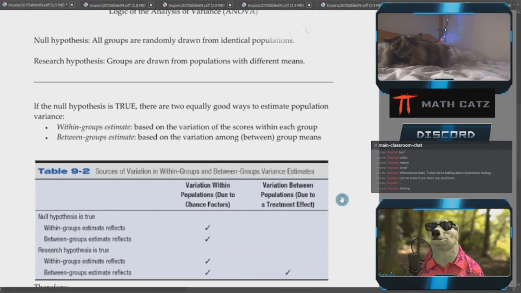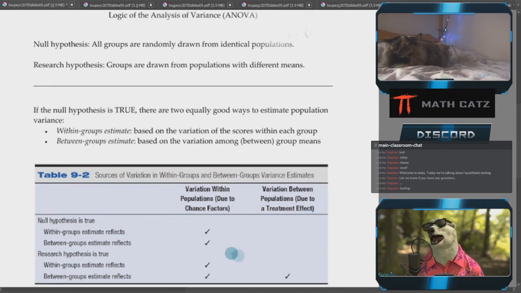However, if they don't come from the same population, there is some extra variation between the groups because they come from different populations. That's going to add variance where if the null hypothesis is true, that variance wouldn't be there. So if the null hypothesis is true, then there's variation just naturally occurring when I take a sample within the groups and between the groups. They all come from the same population.